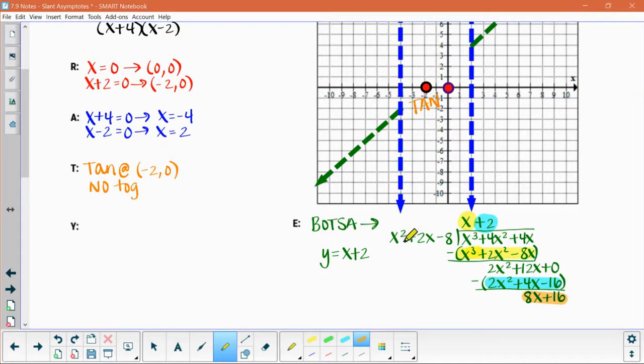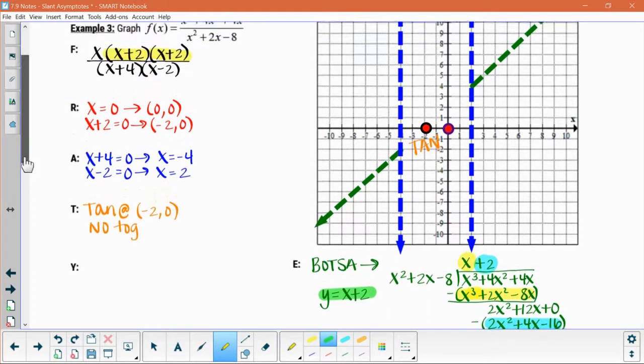There's nothing I can multiply x squared by to get 8x, so this ends up being my remainder. But again, we ignore the remainders for slant asymptotes, so my slant asymptote ends up being y equals x plus 2. It's going to have a slope of 1, and it's going to move up 2.